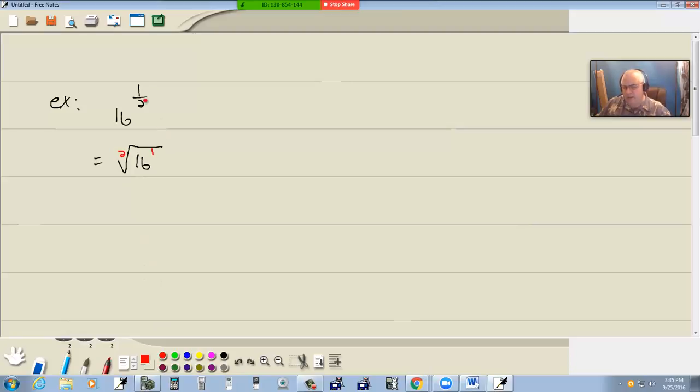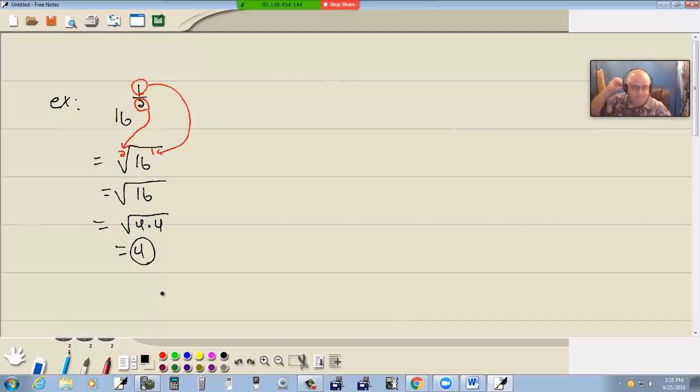And this is what it looked like. Whatever number's in your denominator, that's your slot. That's what number goes in your slot. That's your index. And whatever number's up on top here is your power, and that's what goes inside. Well, I know that's simply the square root of 16. And 16 is 4 times 4, which would give us 4. And that would be our answer.